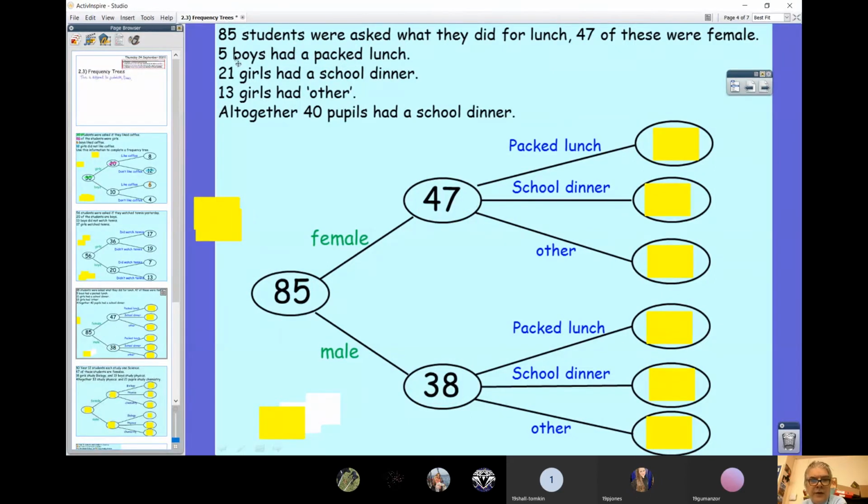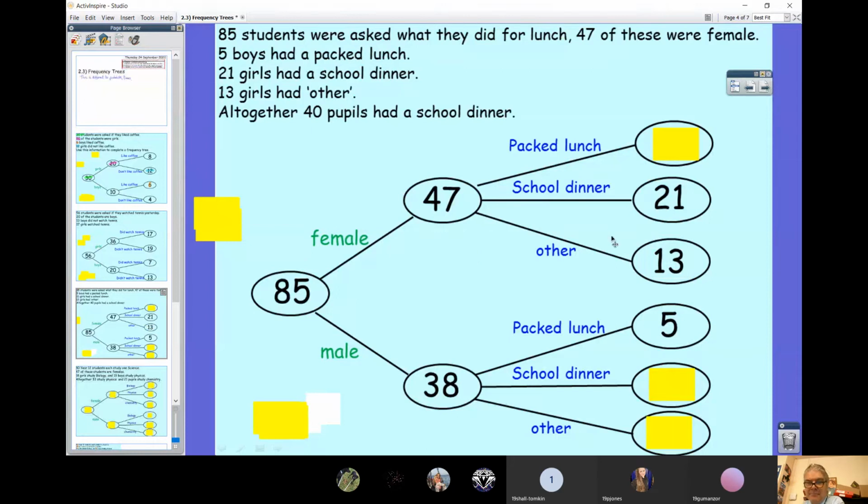Now we're told 5 boys had a packed lunch. So go down the boys one and the packed lunch, there's your 5. Okay, then I'm just going to carry on processing the information. 21 girls had a school dinner. So girls, school dinner, there's your 21. And then 13 girls had other. Okay, so there's that 13 there. So clearly from the information we've got, you can see there are 3 options. They either have a packed lunch, they have a school dinner, or they have an other.